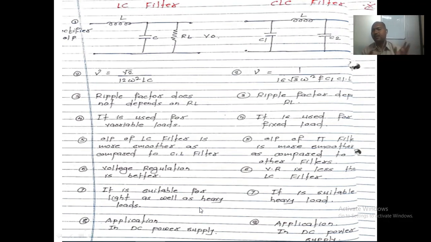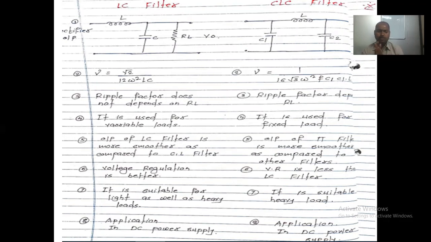It indicates that for any load, either you connect it for low load or for heavy load, any type of load you connect, it should work, right? So that's why the LC type of filter is used for high load as well as low load applications.